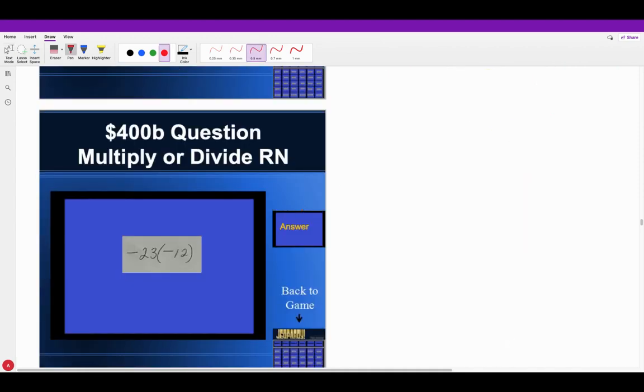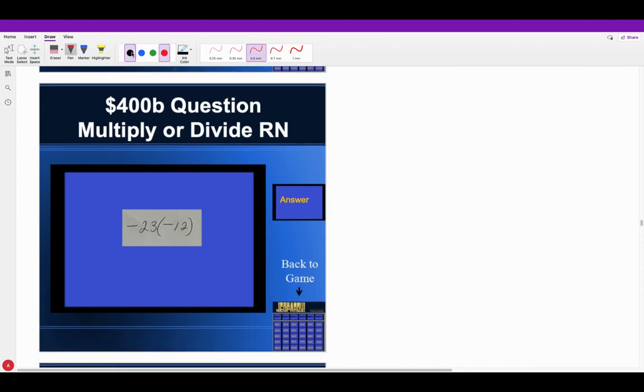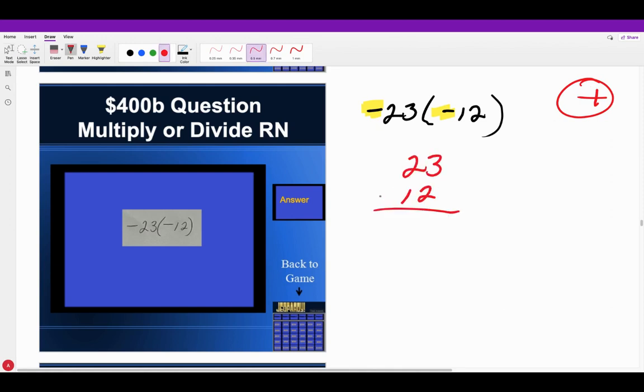All right, so for this one, we're multiplying or dividing rational numbers. And we have negative 23 times negative 12. So when we see signs, I see I have 2 negatives. I like to think about what my answer is going to be first. A negative times a negative, I know is going to be positive. So I'm going to do something to make sure I remember that this is giving me a positive number. And then I'm just going to go ahead and multiply 23 times 12. And since I know what the sign is going to be at the end, I don't need to worry about my signs while I'm doing my work.